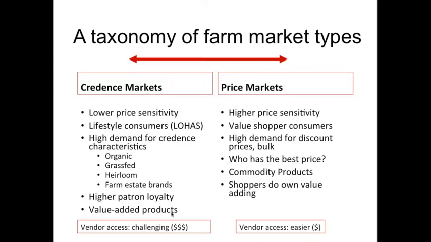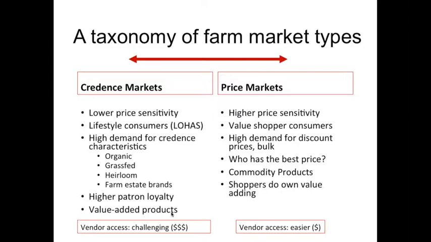On the other end of the spectrum are price markets, and these customers are considerably more price sensitive. They're looking for a good deal on a product. They're looking for values. Frequently, they're trying to buy stuff in bulk. They want a larger volume. They are the ones who are doing their own value added. So some of the differences here, in a credence market, a customer may be more likely to buy a pint of blueberries and eat them fresh. In a price market, they may be looking to buy 2, 3, 4 quarts of blueberries at a good bulk discount and canning them themselves. A credence market consumer, if they want jelly, they'll just buy the value-added jelly from the stand. In the price market, they're making it themselves.